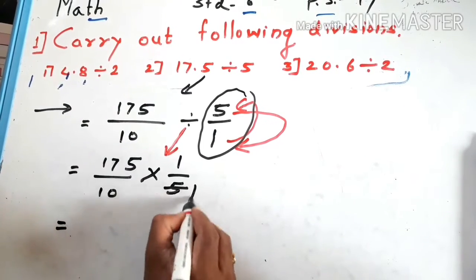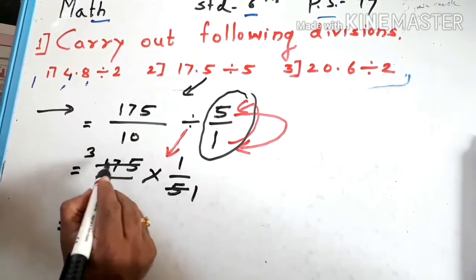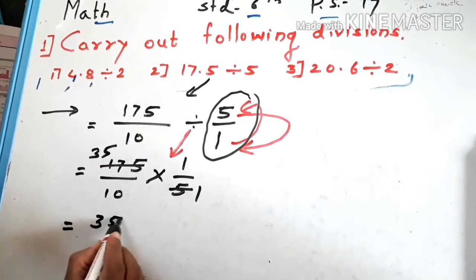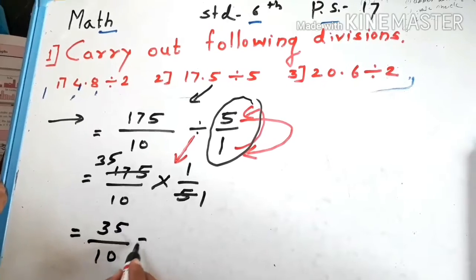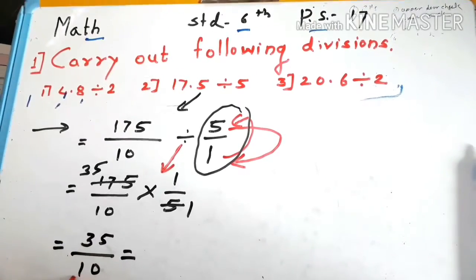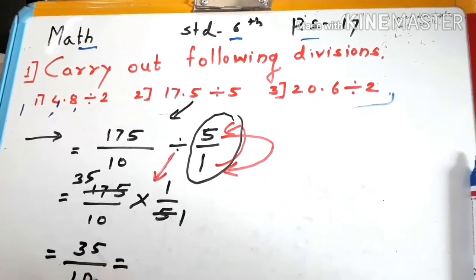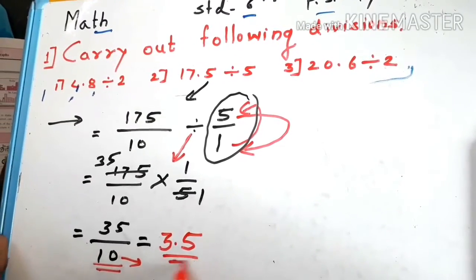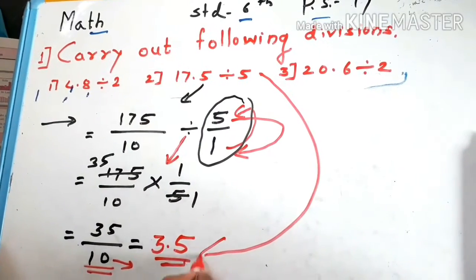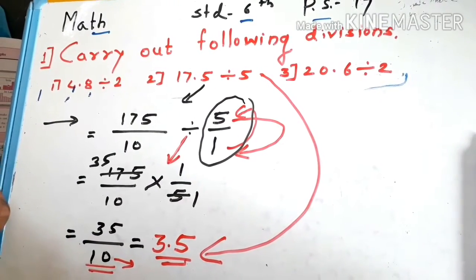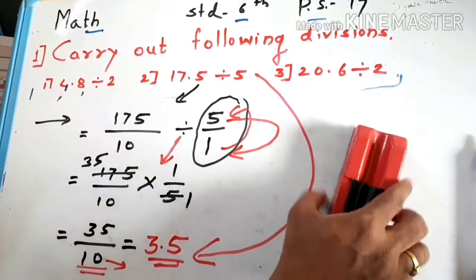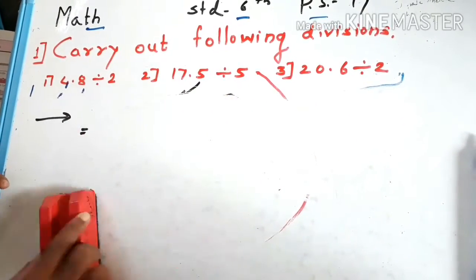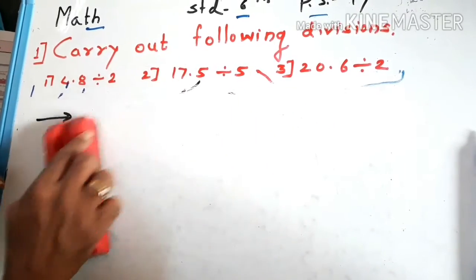So 5 ones are 5, 5 sevens are 35, so 35 by 10. You know that 35 by 10, divided by 10 means the point comes here, 10 goes away, then 3.5 is the answer of this question. I think you understood this problem again. So out of 3 problems we solved 2 problems and the last problem remains.